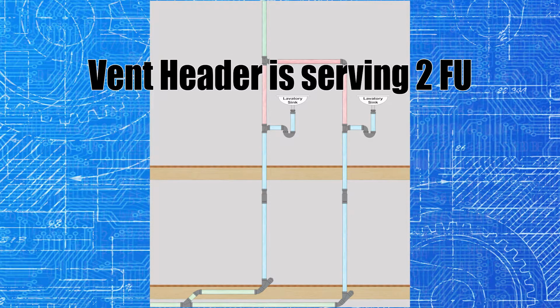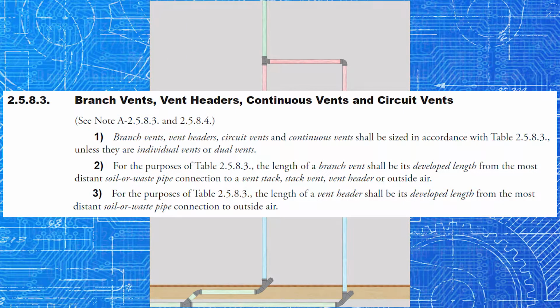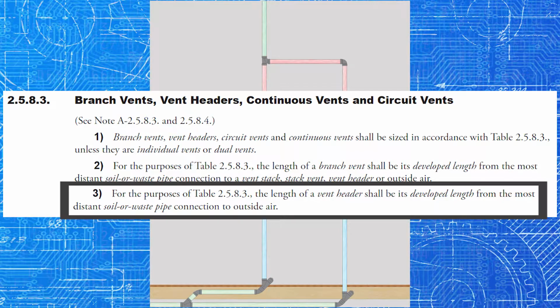Now, next part, developed length. To figure out developed length, we need to look at clause 2.5.8.3, number 3. For the purposes of table 2.5.8.3, the length of a vent header shall be its developed length from the most distant soil or waste pipe connection to outside air.